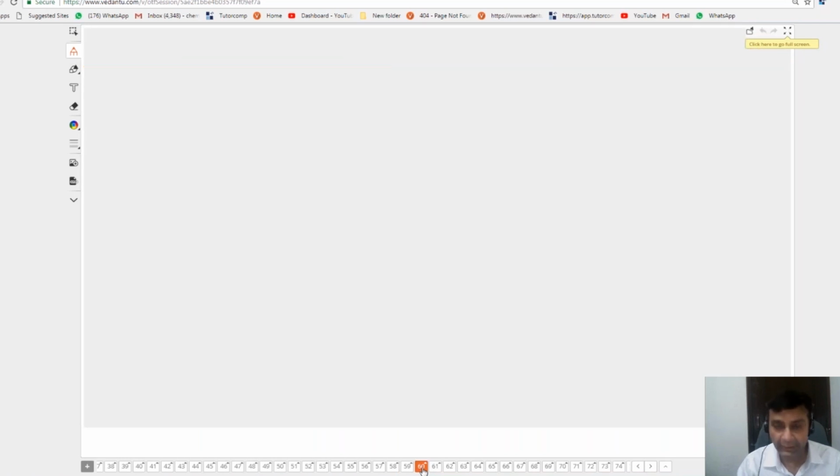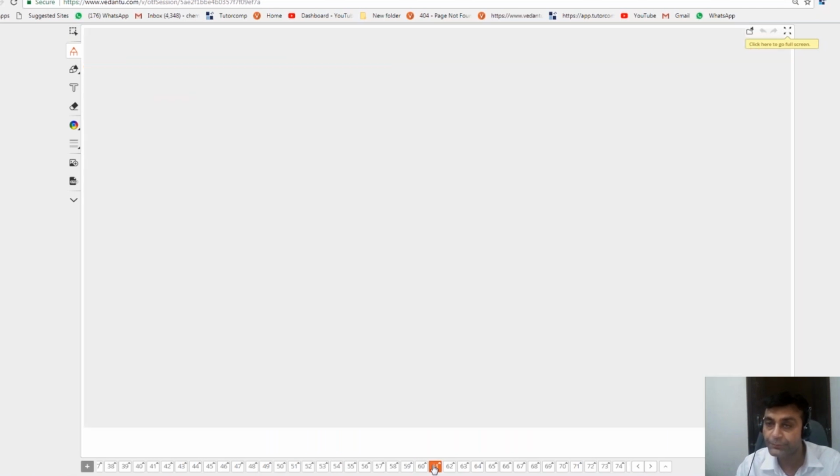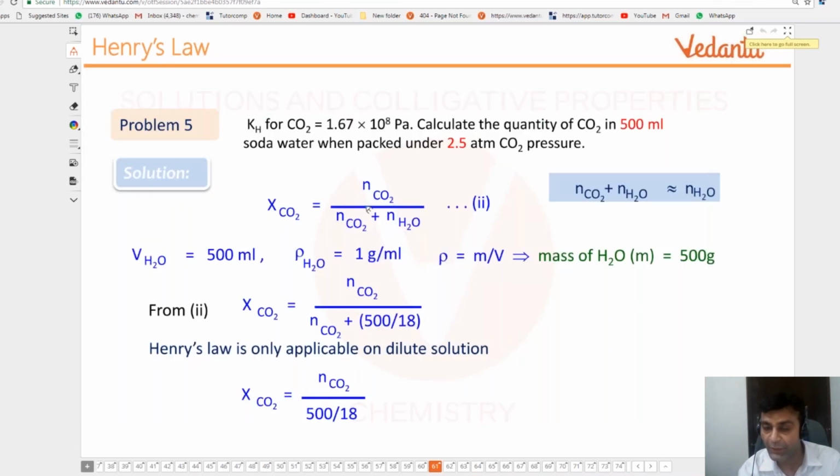So what is given here is the KH value. And we have to calculate the quantity of carbon dioxide in 500 milliliter when pressure is 2.5. So pressure is equal to KH into mole fraction. This is Henry's law, right? Pressure is given to us, KH is given to us, we can find the mole fraction. And from the mole fraction, we can get the value of the weight. Like this, mole fraction is equal to number of moles upon total number of moles. So from here, I can get the number of moles.